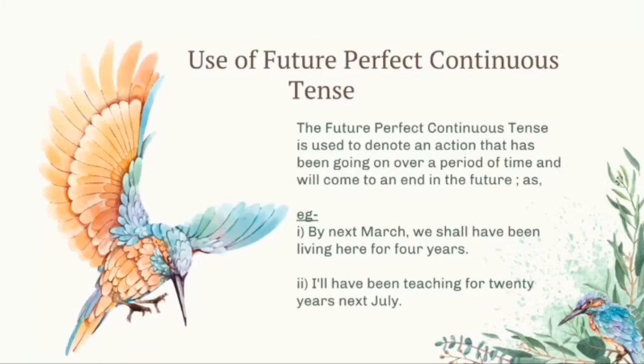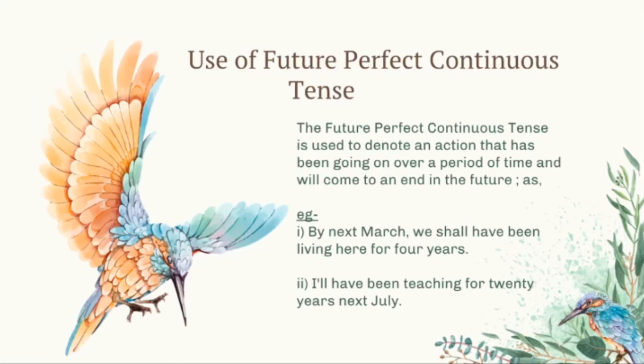Now use of the future perfect continuous tense. It is used to denote an action that has been going on over a period of time and will come to an end in the future. For example, by next March, we shall have been living here for 4 years. Now we are already living here and next year we will complete 4 years of living in this place.